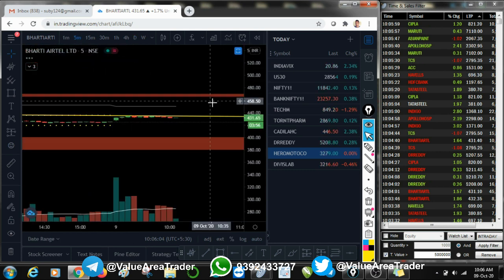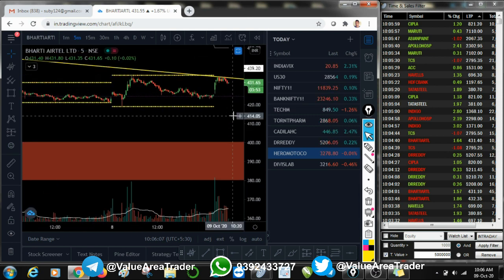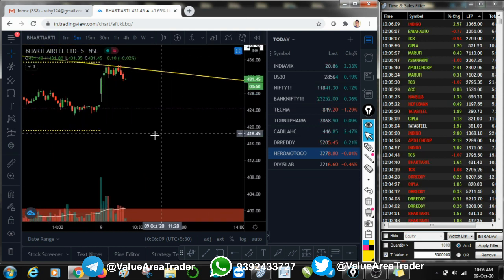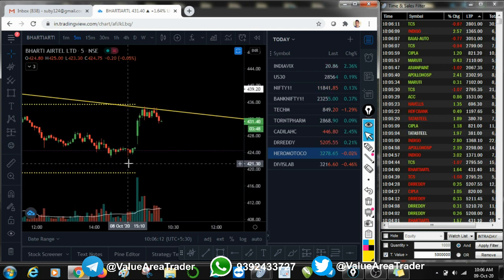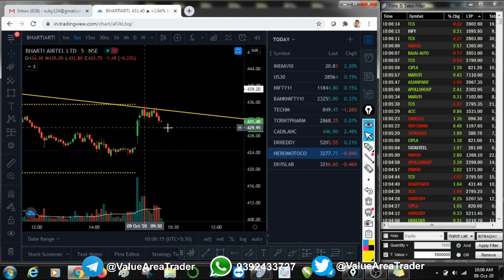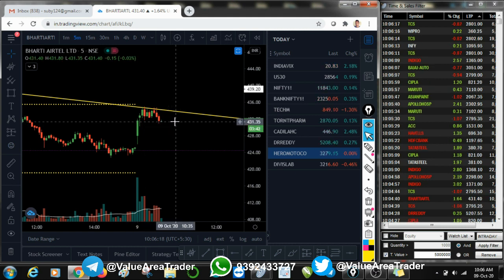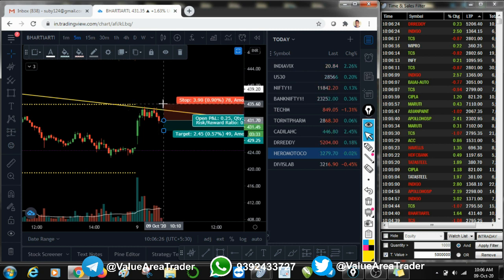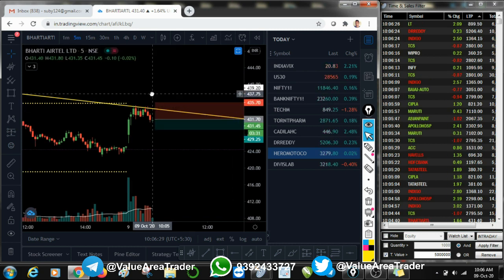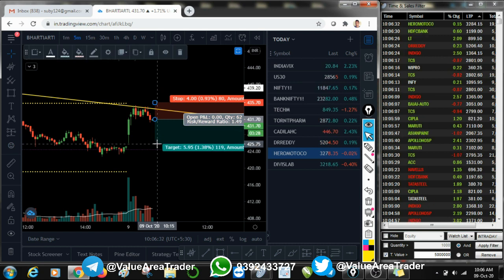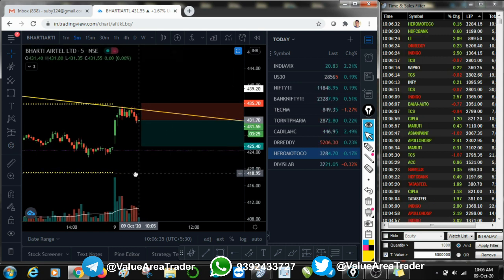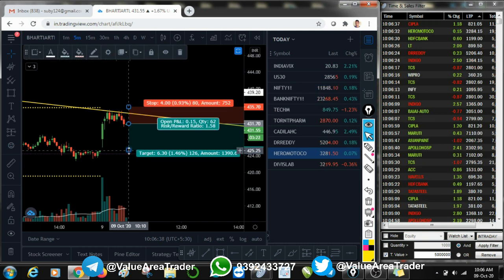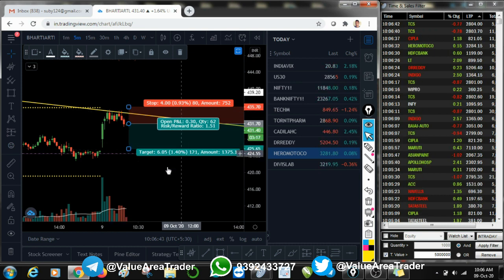So let's see in the 5 minutes, should I take a sell trade? I think yes, I will take a sell trade in Airtel. First let's check where we should have our stop loss. Our stop loss should definitely be above this point, around 4 rupees, and I'll keep it at yesterday's close, 1.5 till yesterday's close. 4 to 6 rupees is a good value.